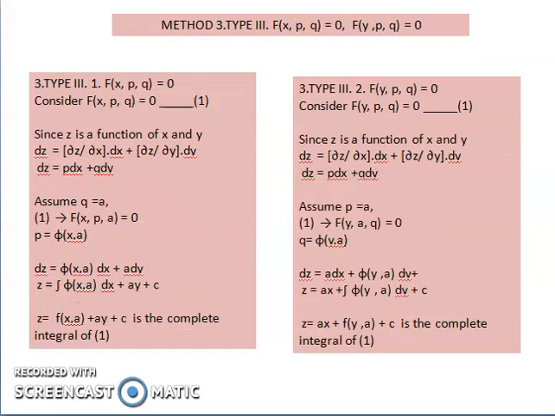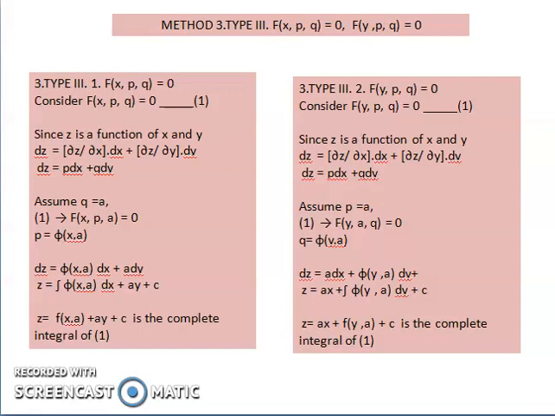In type 3, we have got 3 major parts. In the first one, x will occur explicitly, in the second one y will occur explicitly, and in the third one z will occur explicitly. So in the first one, x will occur explicitly, and we know that dz is equal to p dx plus q dy. So we will assume q equal to a.